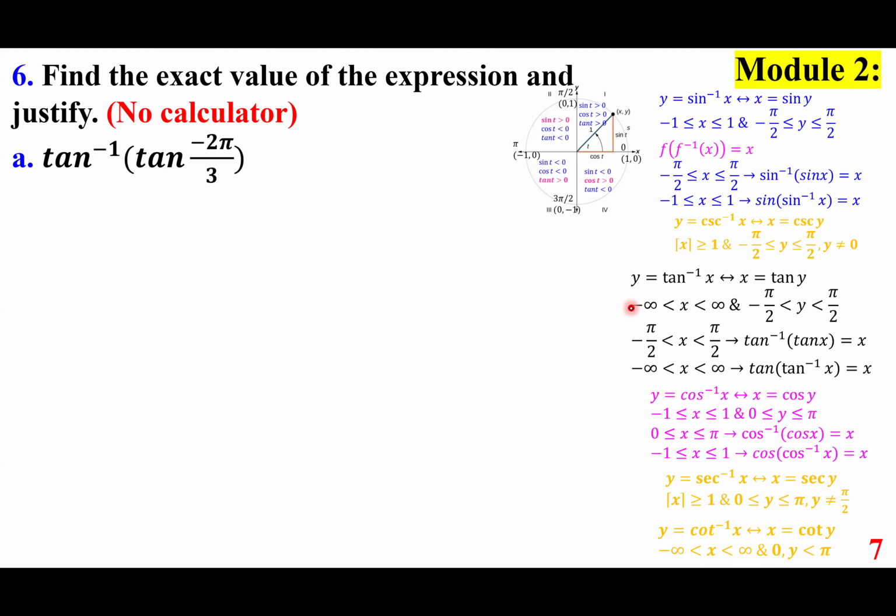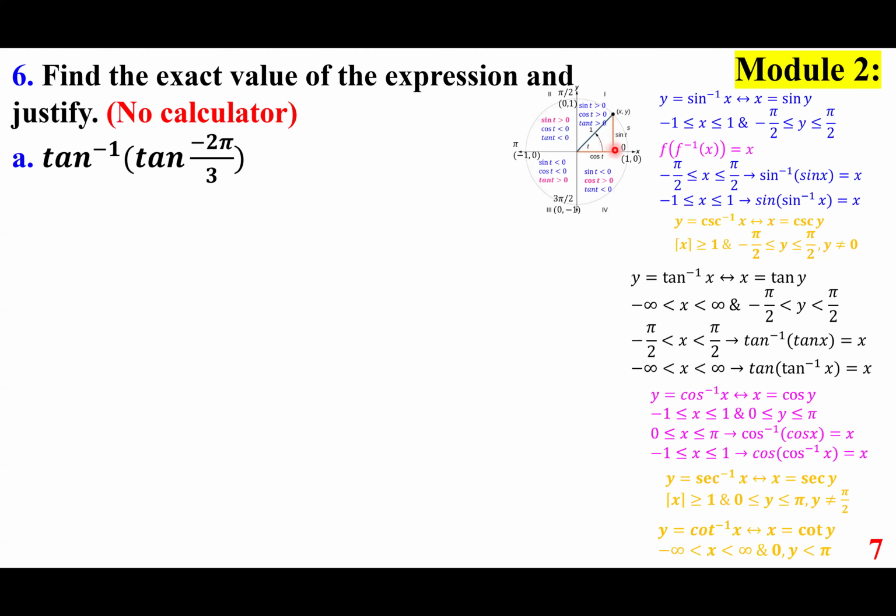So having said that, and of course, again, reminding everybody, in the first quadrant, every trigonometric function is positive. In the second quadrant, sine is positive, which means its reciprocal, cosecant, is also positive. The rest are negative. In the third quadrant, tan and cotangent are both positive. In the fourth quadrant, cosine, and therefore its reciprocal secant, are positive. The rest are negative. So tan of -2 pi over 3.